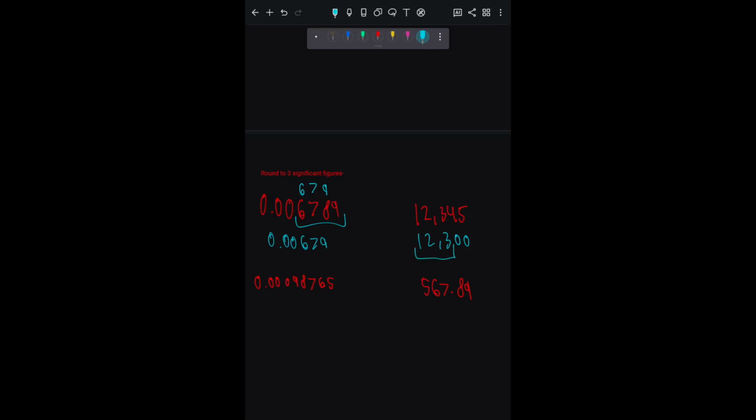Now, let's look at this one, 3 significant figures, right? Because there's no decimal point here, those 2 zeros don't count. They're just there. They're not significant. So you have 3 significant figures. Let's do it with the next one.